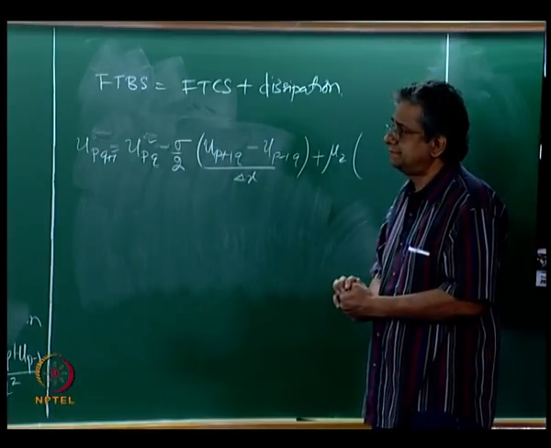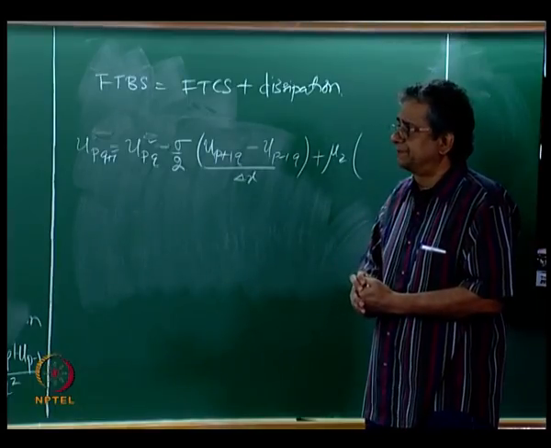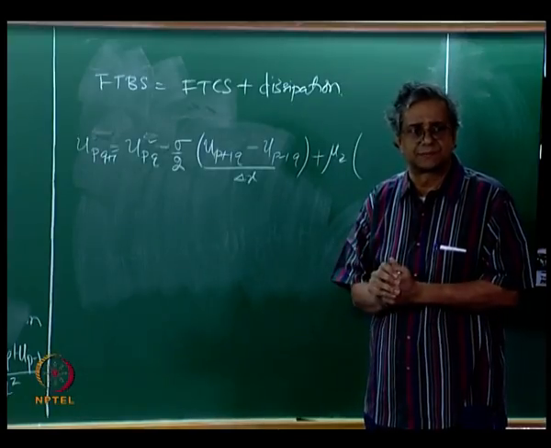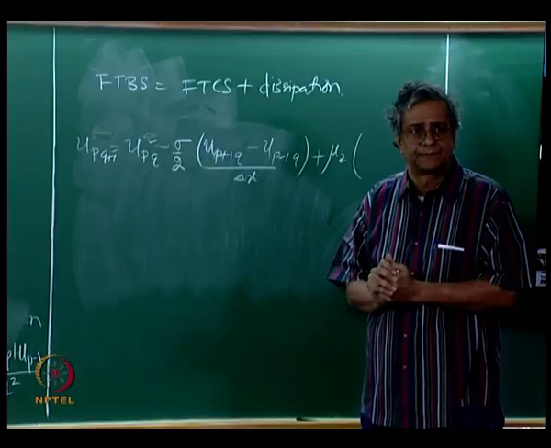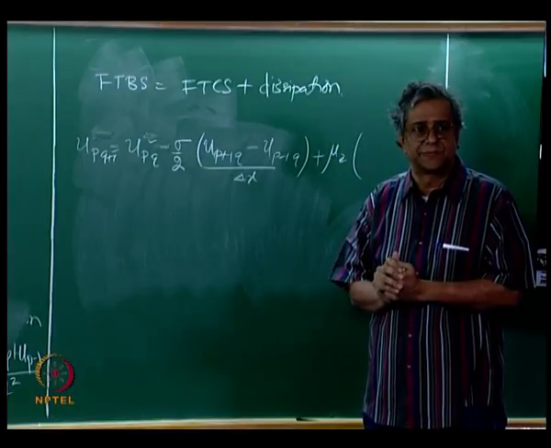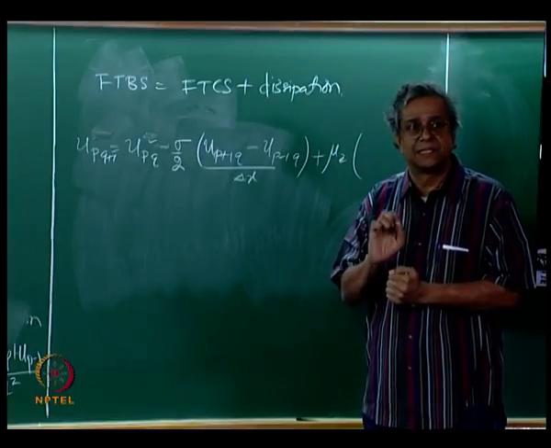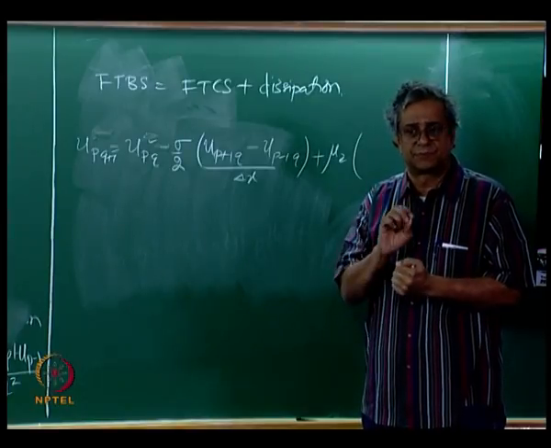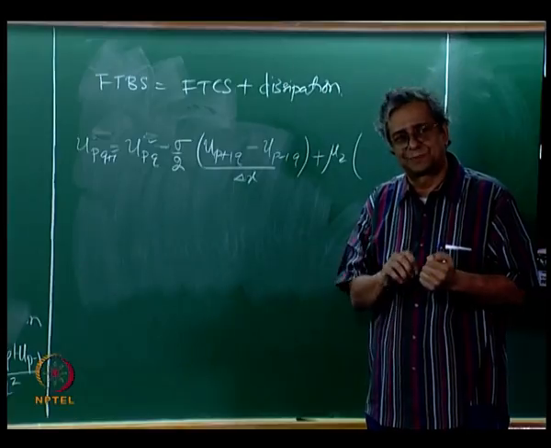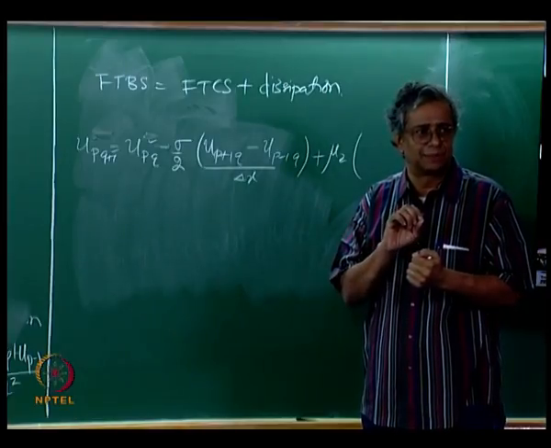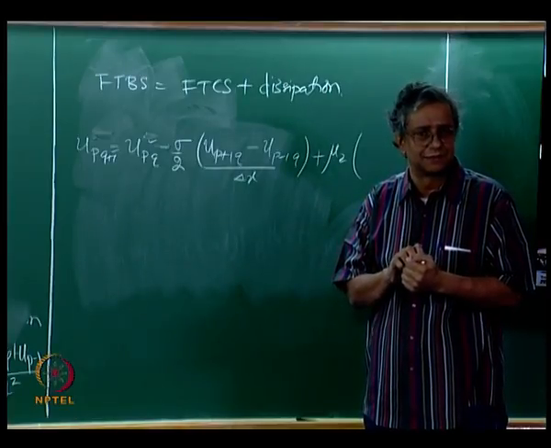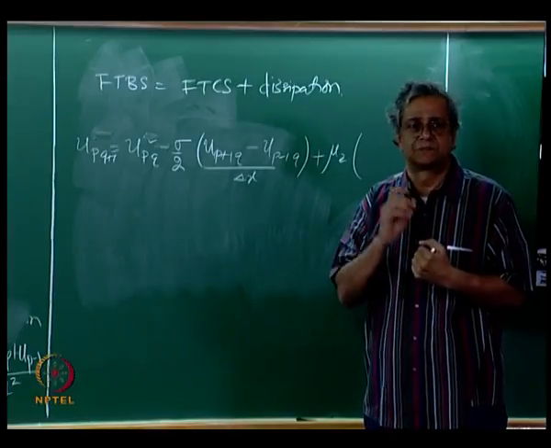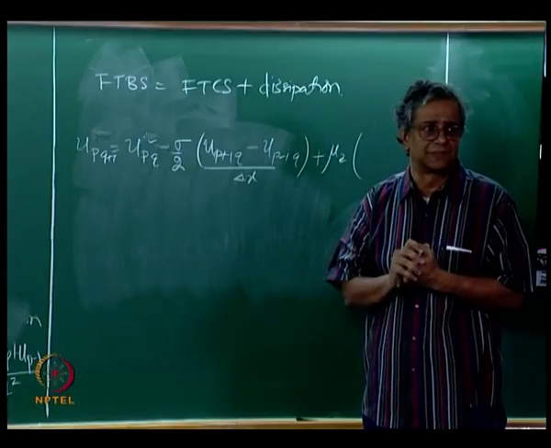Now you can ask the question, is it possible for me to take FTCS and just eliminate the dissipation? Let me restate that properly: is it possible to take the modified equation of FTCS and do something to FTCS so that one term disappears, the second derivative term disappears, the third derivative term disappears?